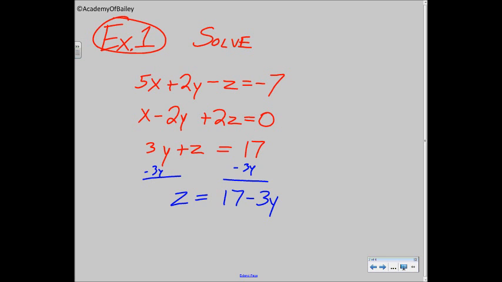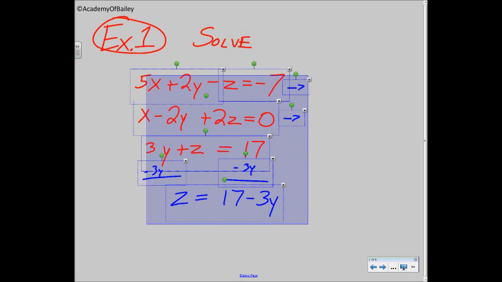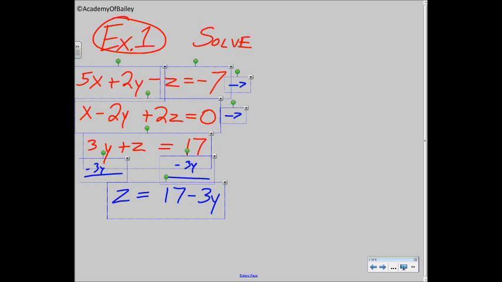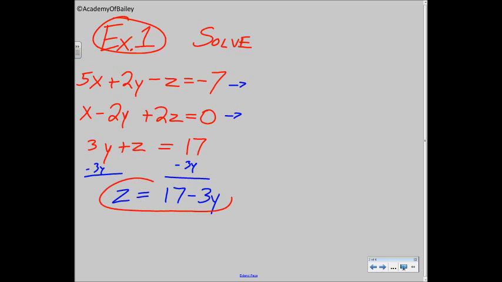All right, so we know z is equal to 17 minus 3y. I'm going to take these 2 equations and put that in there for z. So let me do that. I'm going to take 17 minus 3y and plug it in for z. So that means we have 5x plus 2y minus, now what does z equal? 17 minus 3y. And that is all equal to negative 7.